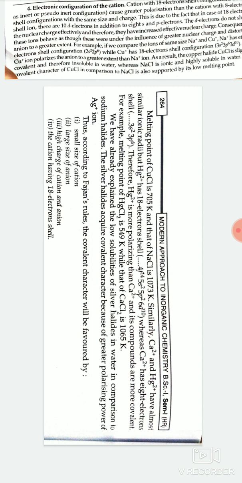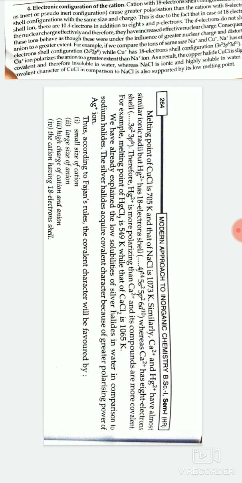Similarly, Ca2+ and Hg2+ have almost similar ionic radii, but Hg2+ has 18 electron shell that has 4f14, 5s2, 5p6, 5d10, whereas Ca2+ has 8 electron shell 3s2, 3p6. Therefore, Hg2+ is more polarizing than Ca2+ and its compounds are more covalent. For example, melting point of HgCl2 is 549 Kelvin, while that of CaCl2 is 1065 Kelvin.